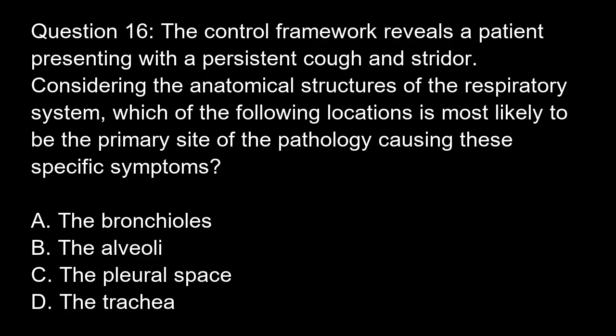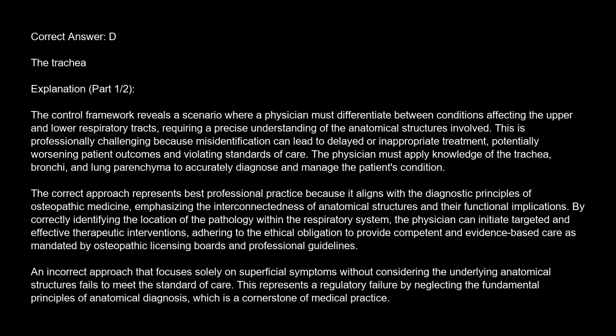Question 16. The control framework reveals a patient presenting with a persistent cough and stridor. Considering the anatomical structures of the respiratory system, which of the following locations is most likely to be the primary site of the pathology causing these specific symptoms? Option A, the bronchioles. Option B, the alveoli. Option C, the pleural space. Option D, the trachea. Correct answer is D, the trachea.